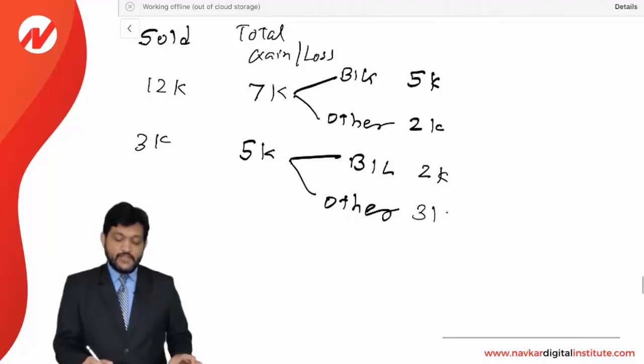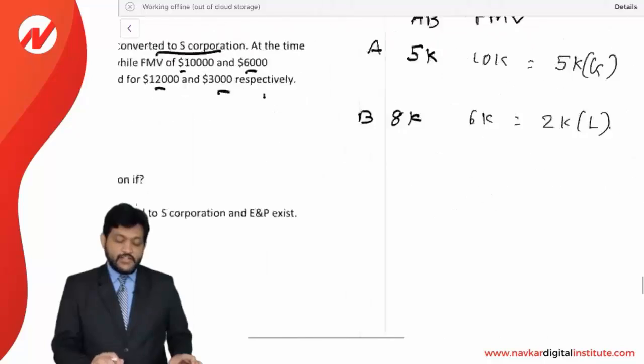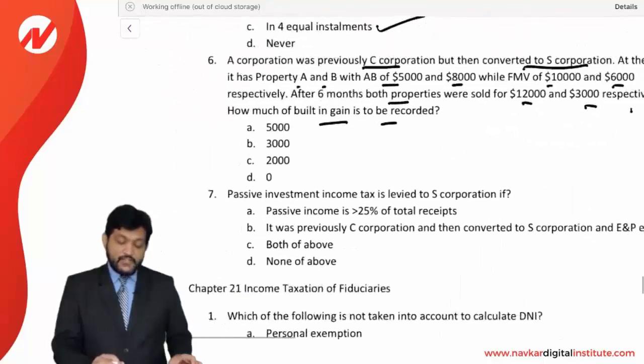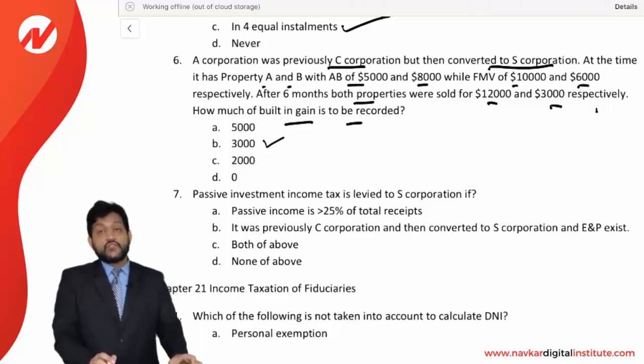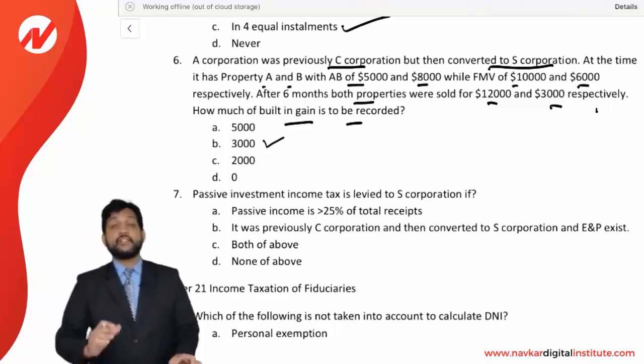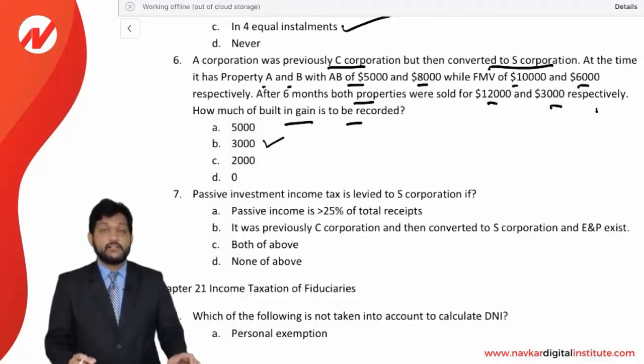So other loss will be 3000. Fine. Now built-in gain has to be set off against the built-in loss. So net built-in gain is going to be 3000. So the question they were asking, how much of built-in gain is to be recognized, the answer is 3000, option B. So you need to set off a built-in gain of one property against a built-in loss of other property, so you get the net result for recognition in your return.